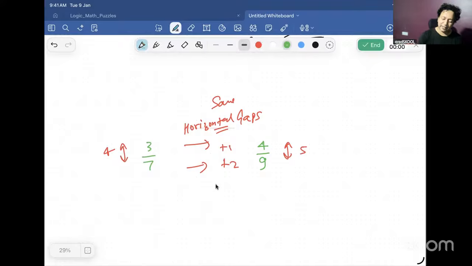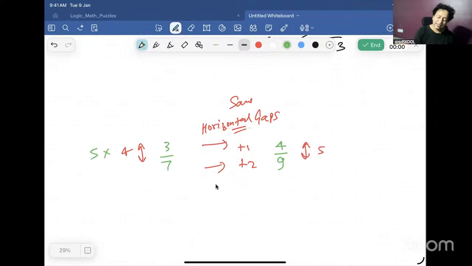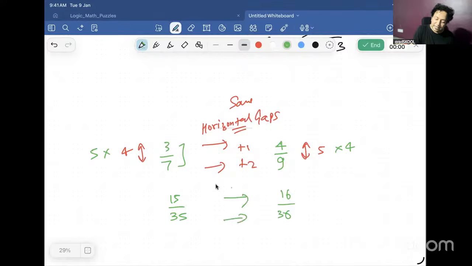Now how can this happen? Here it is 4, here it is 5, so if I multiply this whole by 5 and this by 4, the gap will be 20. So if I want to multiply the gap with 5, I need to multiply this whole by 5 each. So 5 3s are 15, 5 7s are 35. Here, multiply by 4 each, 4 4s are 16, 9 4s are 36. I can see now the horizontal gap is the same. Wow, the horizontal gap is the same.